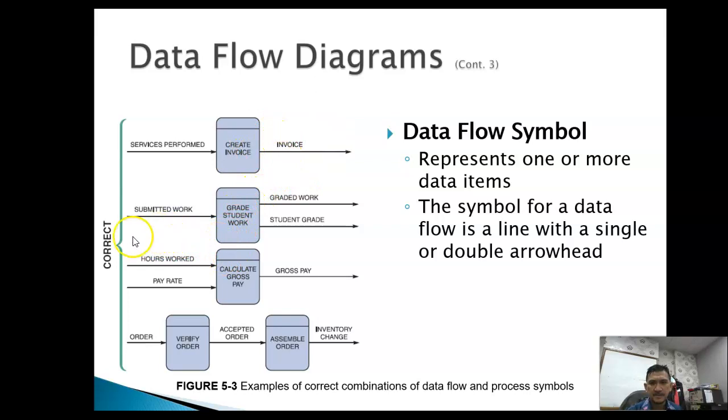Second example, grade student work. We give a grade to student work. So the data flow in is submitted work. For example, you submit to me, the data flowing into me is submitted work. After I have processed the student work, the data out is the graded work and student grade.